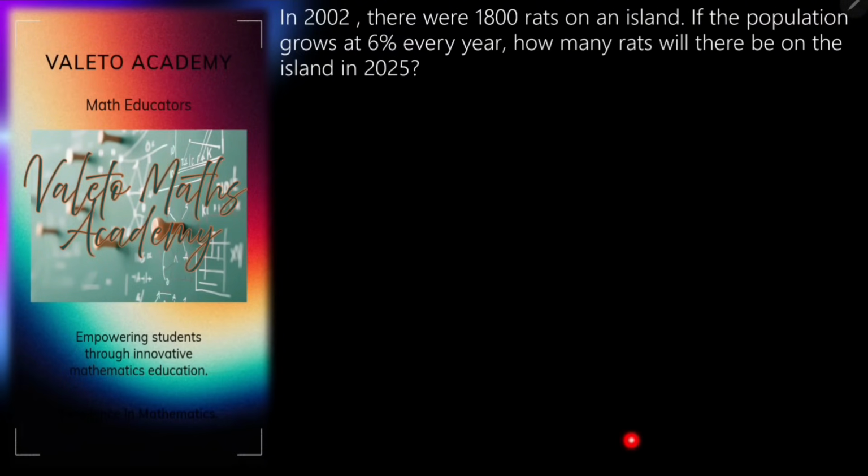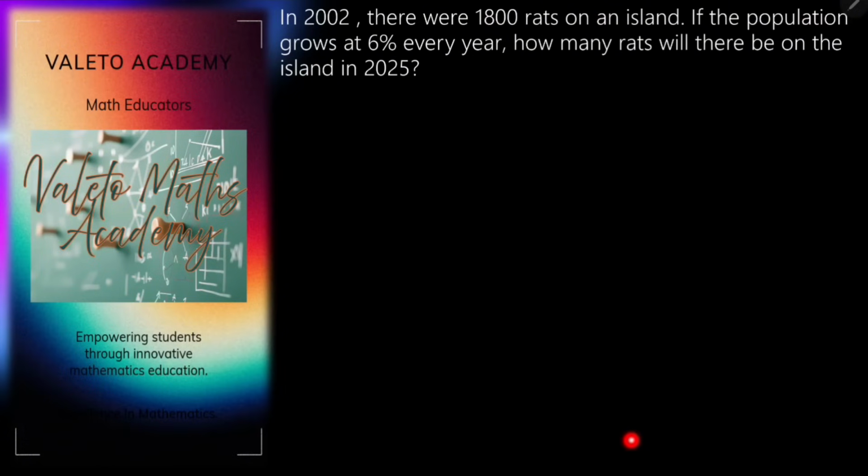We look at the next question. In 2002, there were 1,800 rats on an island. If the population grows at 6% every year, how many rats will be there on the island in 2025? In 2025. Okay. Please pay very close attention to this question and see how we're going to go about it. It's not difficult. You just have to pay closer attention.